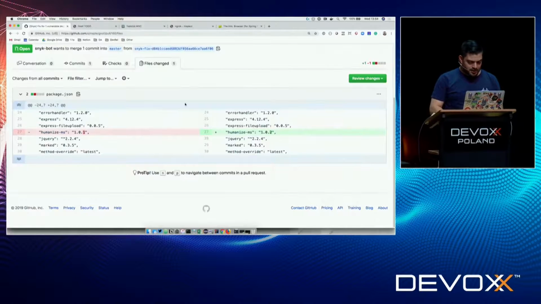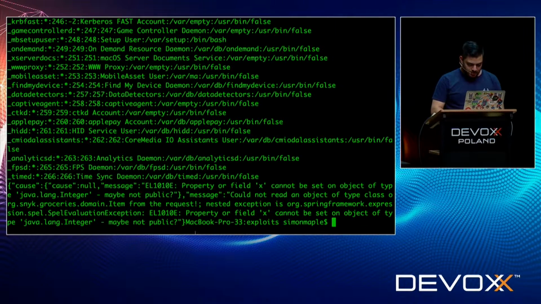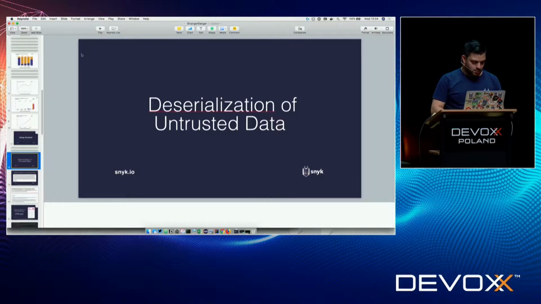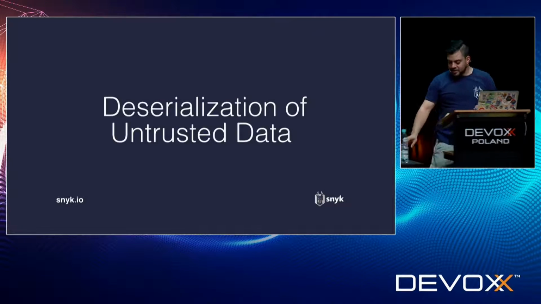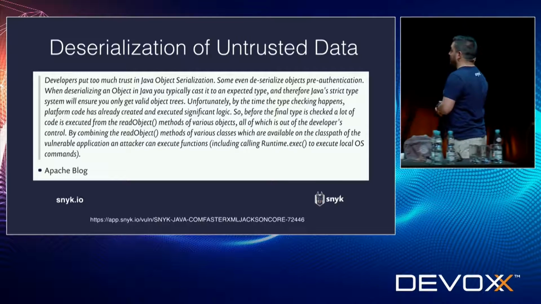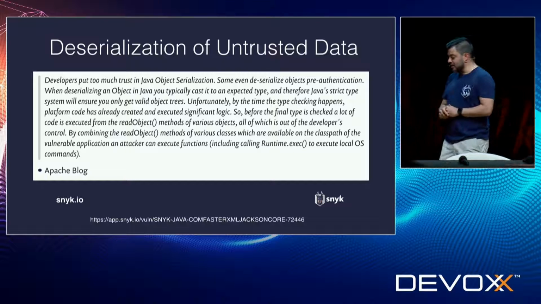Let me show you a deserialization of untrusted data. Okay. This one. Right, deserialization of untrusted data. We know what serialization is. We're pretty much all Java developers here. Marshalling, unmarshalling things.